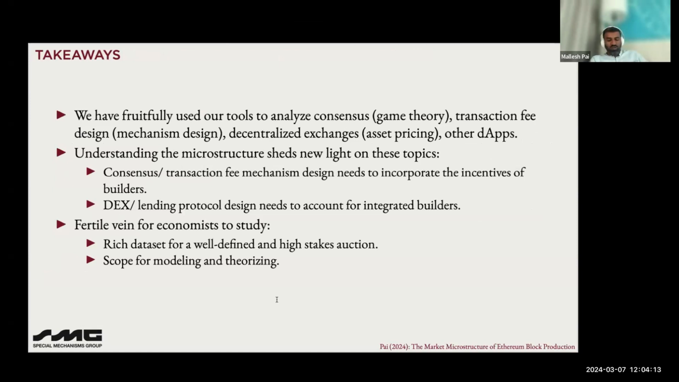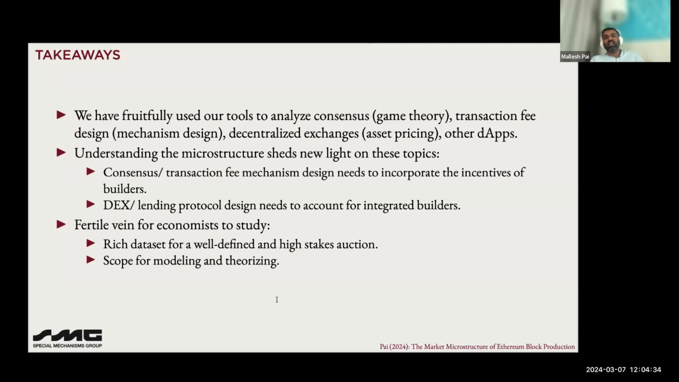All right, so I'm almost out of time, or maybe I'm actually out of time. I apologize. So in summary, as academics, especially academic economists and finance people who were kind enough to invite me to this, we've used our tools to analyze a lot of stuff that happens on blockchains incredibly fruitfully, in my opinion.